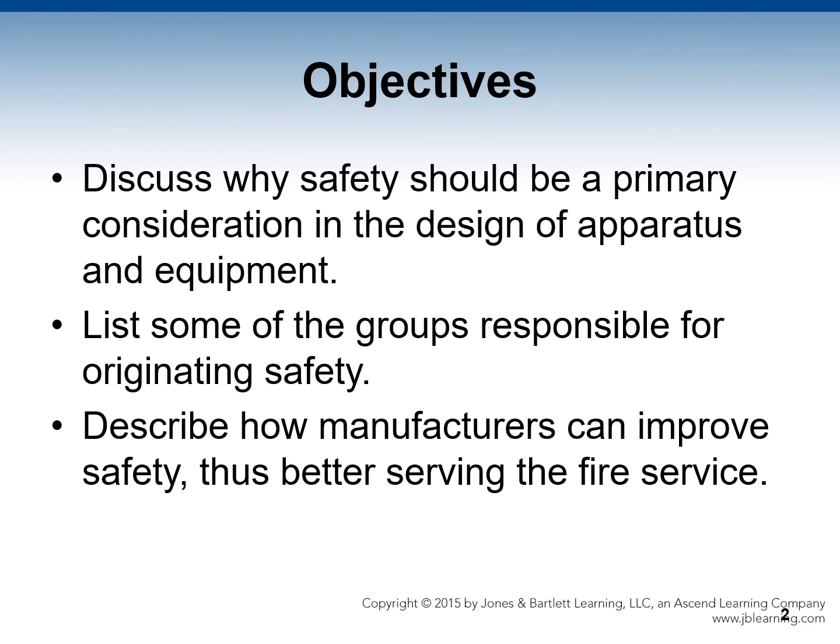The objectives we're going to cover in this chapter are as follows. We will discuss why safety should be a primary consideration in the design of apparatus and equipment. We will list some of the groups responsible for ongoing or originating safety. We will describe how manufacturers can improve safety, thus better serving the fire service.